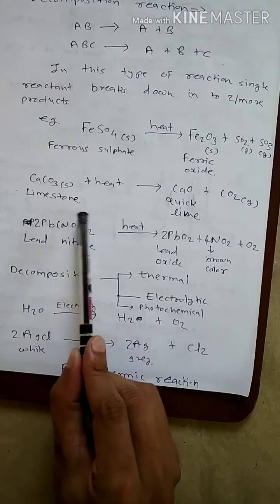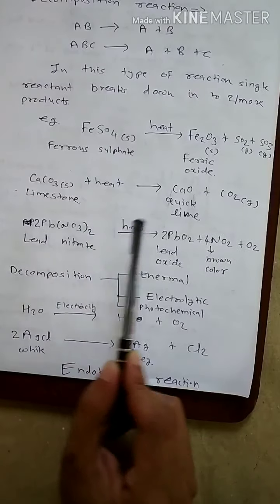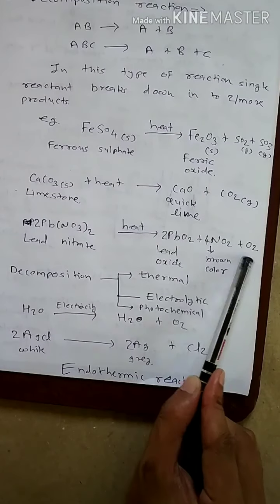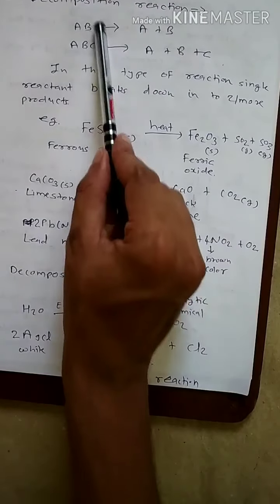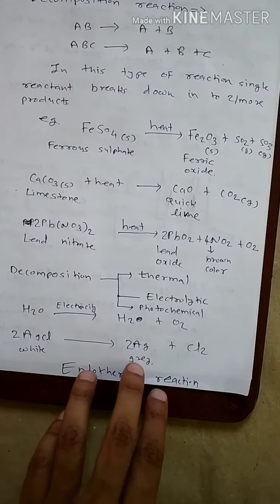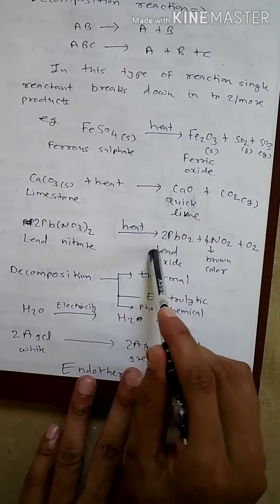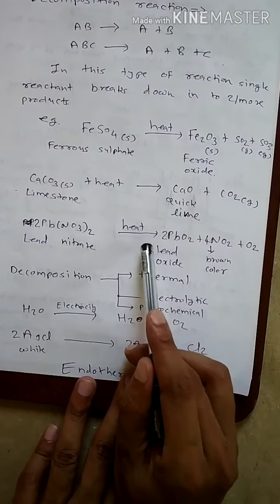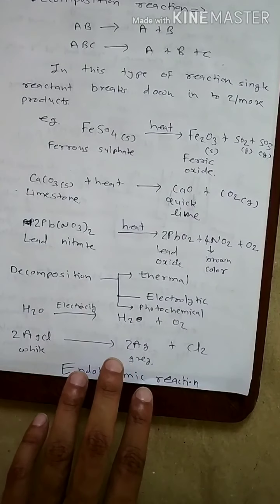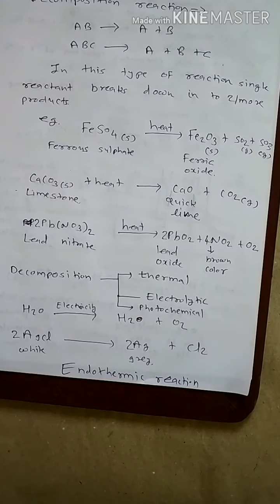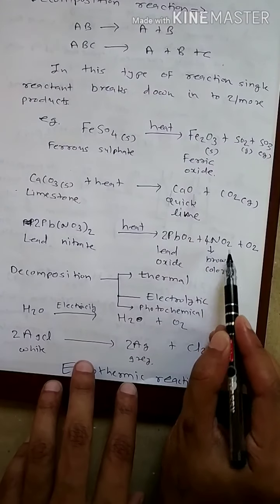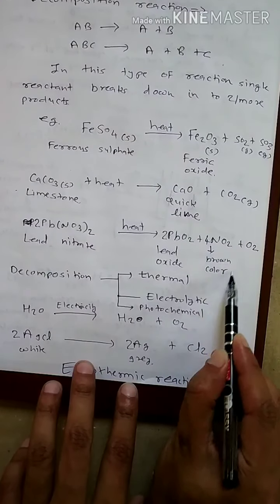So here you can see only one reactant is there and there are 3 products. So it is a decomposition reaction as well as an endothermic reaction because we are using heat here. And one observation is also important here: nitrogen dioxide is brown in color.